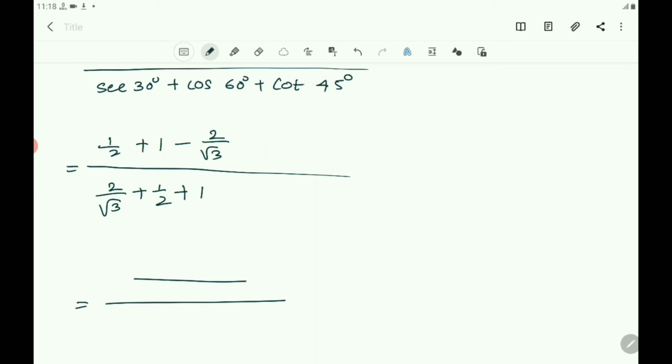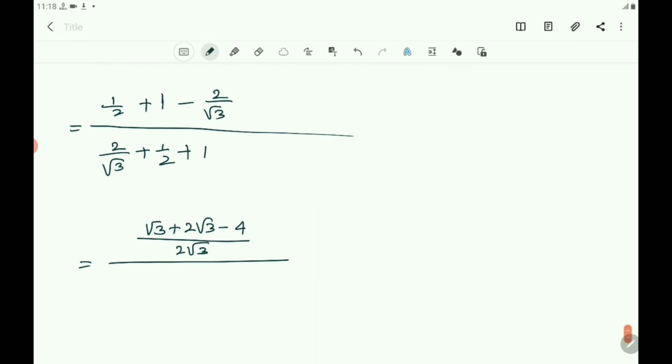In the numerator, you simplify that. The LCM of 2 and root 3 is 2 root 3. Then 1 you can consider as 1 by 1. Then you write 2 into root 3, means 1 into root 3, plus the LCM 2 root 3. So here 1 means 1 into 2 root 3. In the numerator, write 2 root 3 minus 2 into 2, that is 4.